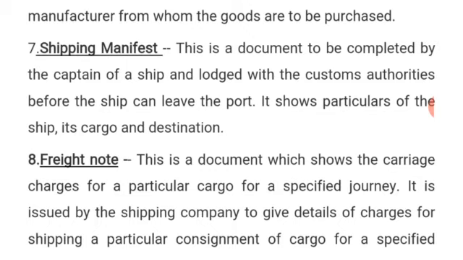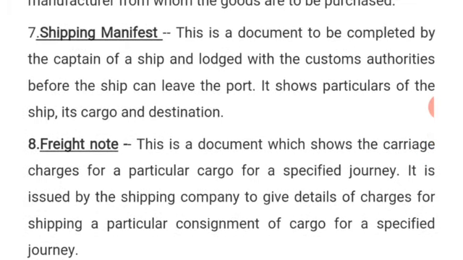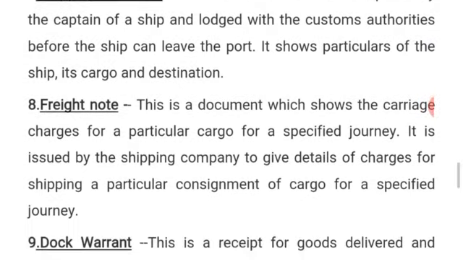It shows particulars of the ship. So the name of the ship or the number of the ship is going to be shown. Its cargoes. When you say cargo, cargo has to do with what? Goods that are to be transported. The goods that are to be transported are referred to as cargo. And destination, that is where the goods are going, where the goods are to be taken to. So that's the destination. So all this information is to be contained in the document known as shipping manifest.